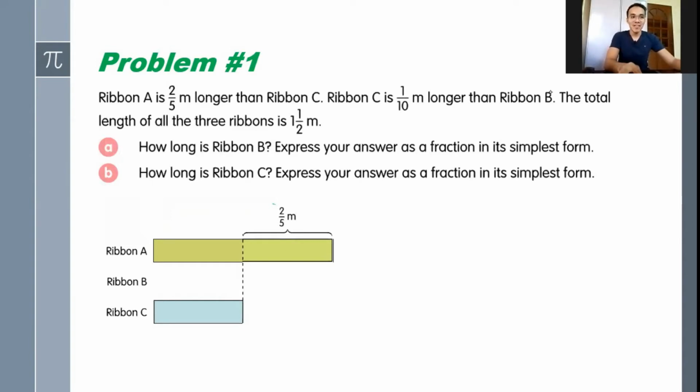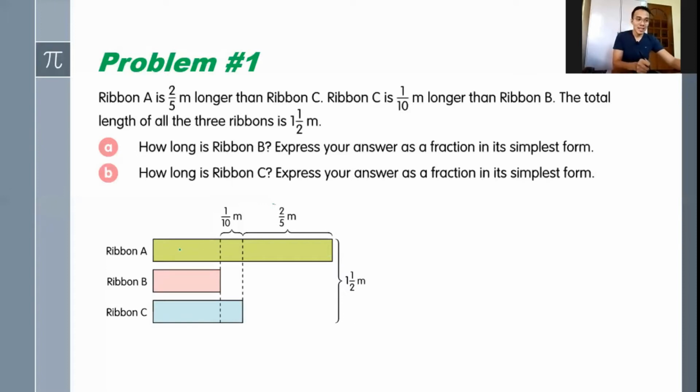Next, ribbon C is longer than ribbon B. Ribbon C is longer than ribbon B, therefore the bar model for B should be shorter than C. By how much? 1/10. So the bar should look like this. And we have 1/10 meter. The total length is 1½ meter. Okay, so how do we proceed?